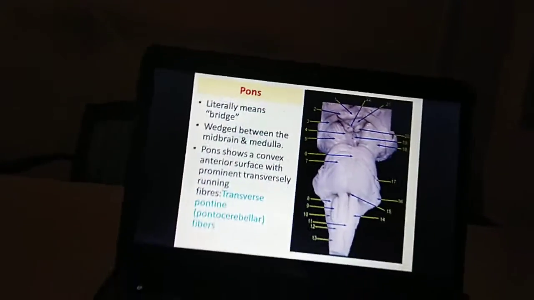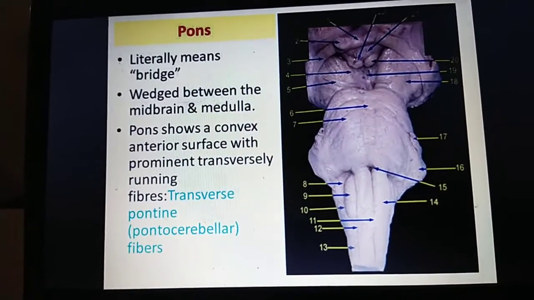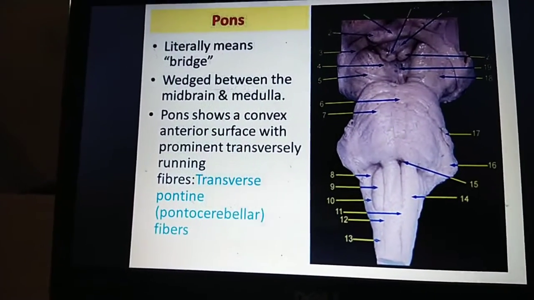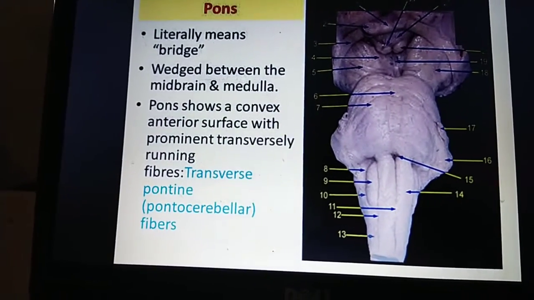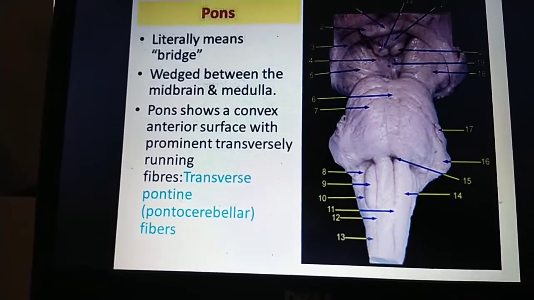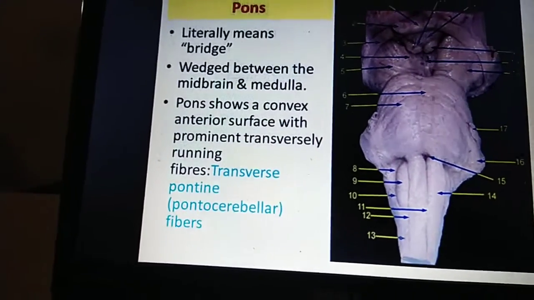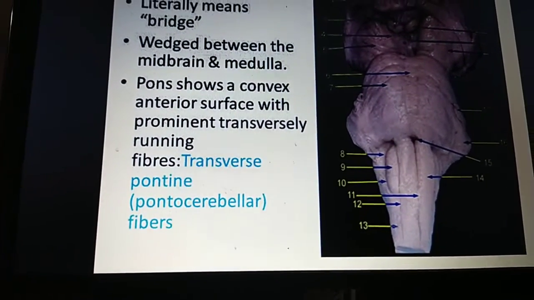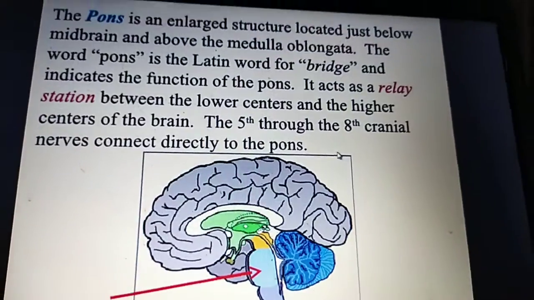Pons is present in between the medulla oblongata and the midbrain. It is laterally broad and looks like a bridge. Pons literally means bridge. It is wedged between the midbrain and medulla oblongata. Pons shows a convex anterior surface with prominent transversely running fibers, the transverse pontocerebral fibers. You can see here these are the fibers. Okay, go to the next slide.